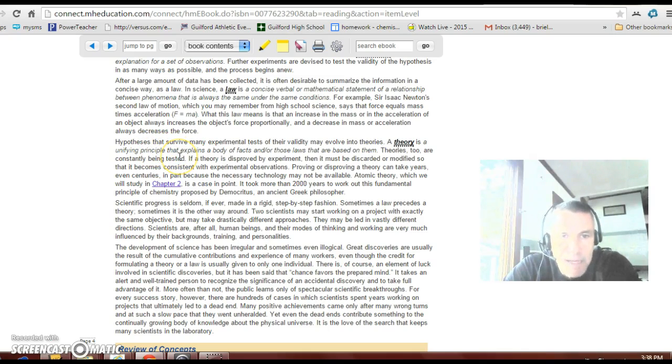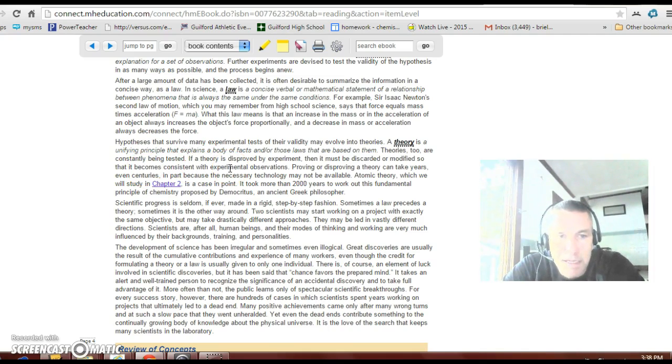Hypotheses that survive many experimental tests of their validity may evolve into theories. Now, a theory is a unifying principle that explains a body of facts and or those laws that are based on them. I always thought of a theory as something that might be on its way to law. Theories, too, are constantly being tested. If a theory is being disproved by an experiment, then it must be discarded, or modified, much more likely, so that it becomes consistent with experimental observations.